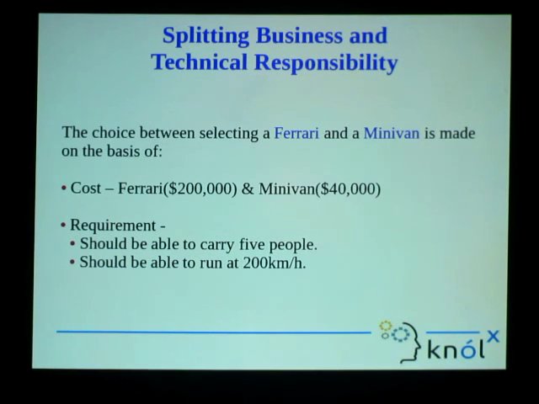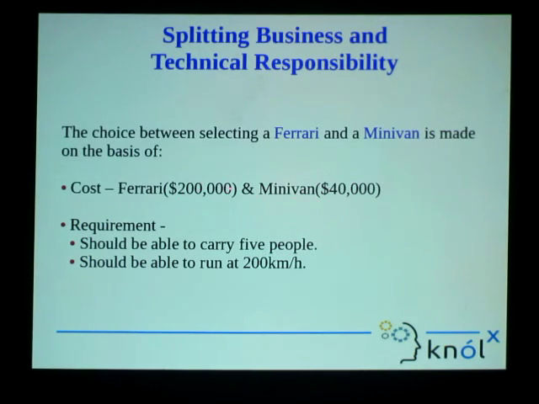When a client or customer asks the development team, I want this feature, the development team asks, what exactly is your requirement? Then according to the requirement, we select the technology or the technology stack. Here our technology stack or our product is either a Ferrari or a minivan. If the client wants to carry 5 people at once, then the obvious choice is a minivan. They cannot select a Ferrari there. But if the client wants the car to run at least 200 kilometers per hour, or the maximum speed to be that, the obvious choice is a Ferrari. We cannot use a minivan for that purpose.